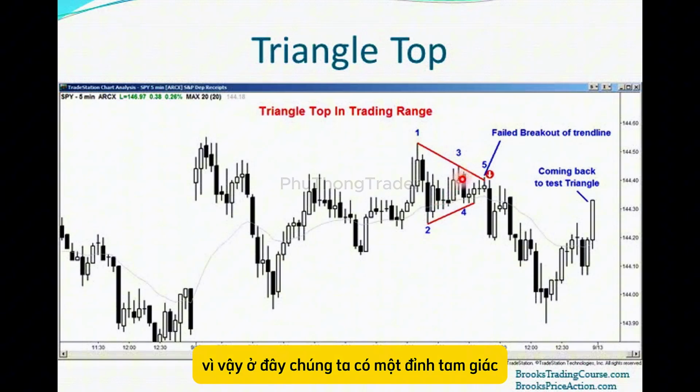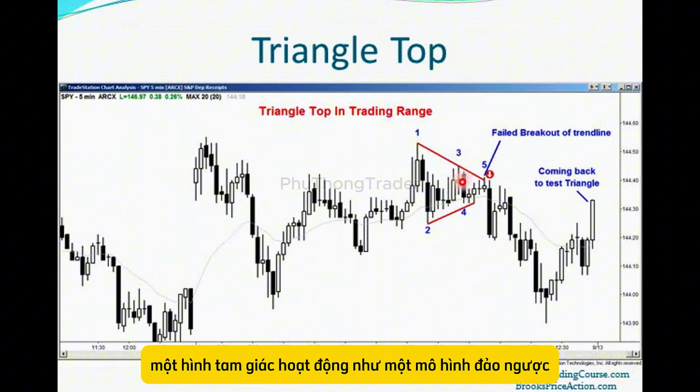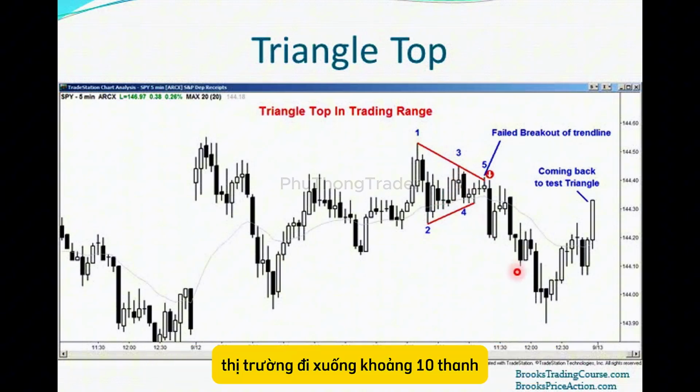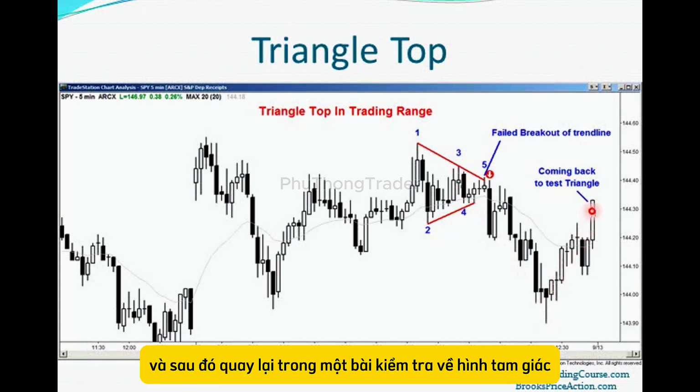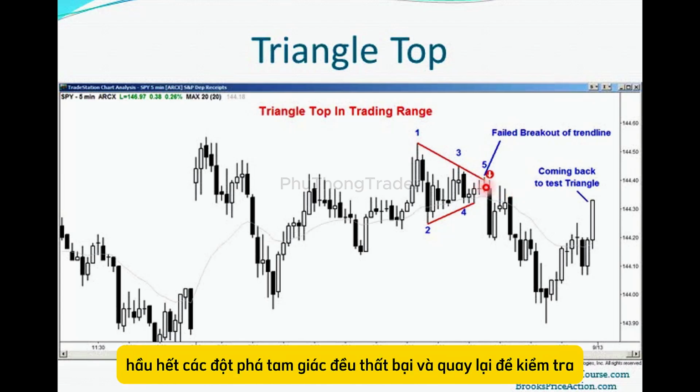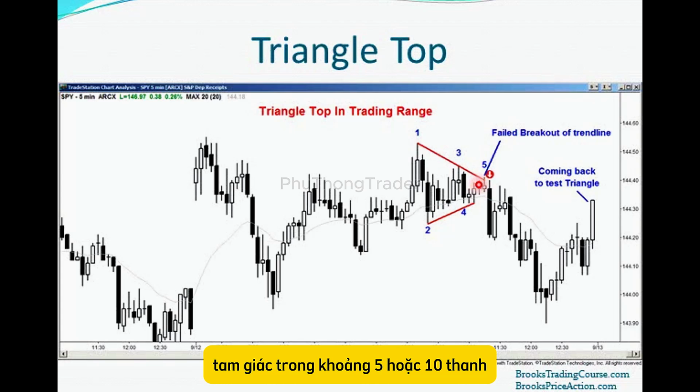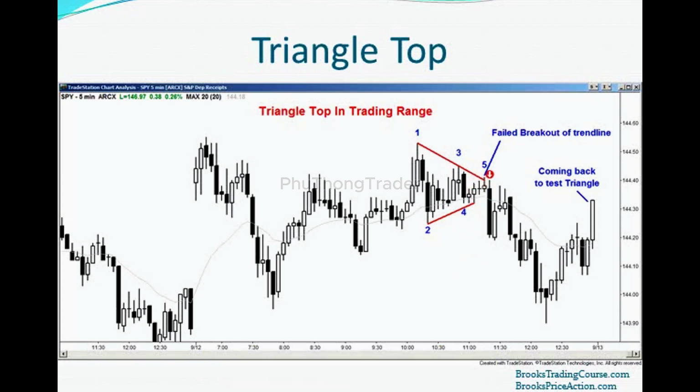So here we have a triangle top, a triangle acting as a reversal pattern. The market went down for about 10 bars and then came back up in a test of the triangle. Most triangle breakouts fail and come back to test the triangle within about 5 or 10 bars.